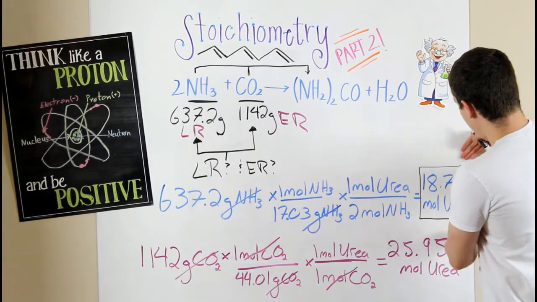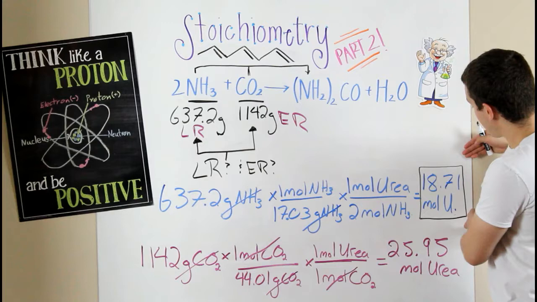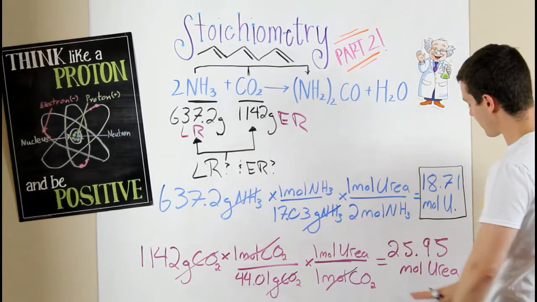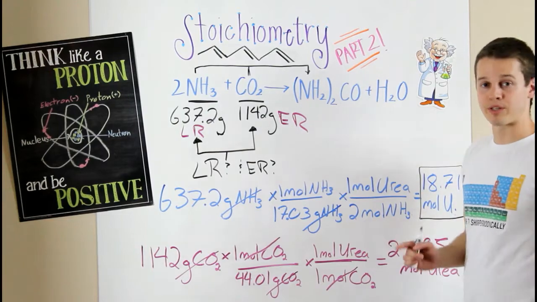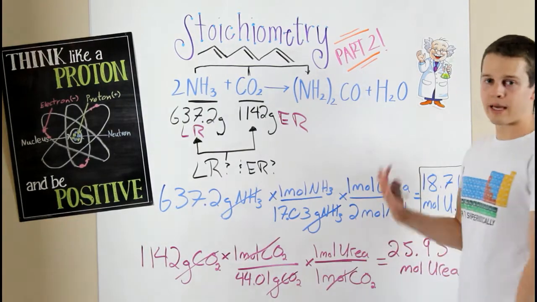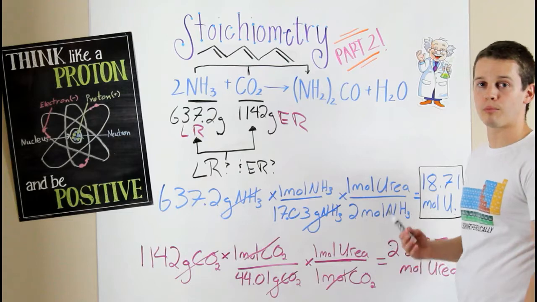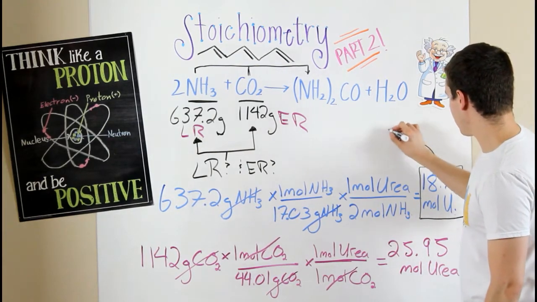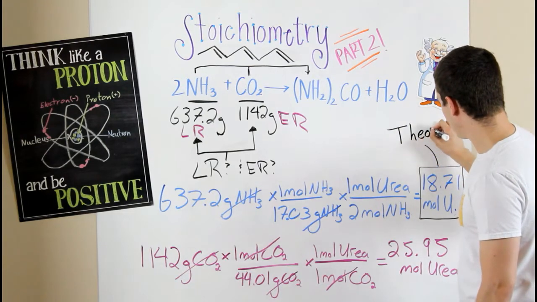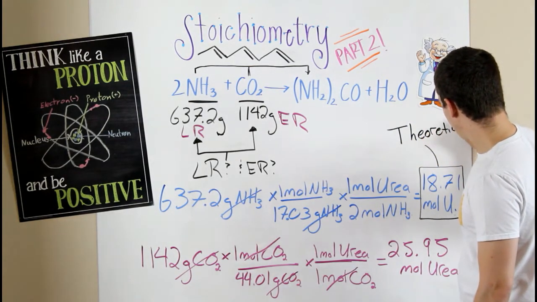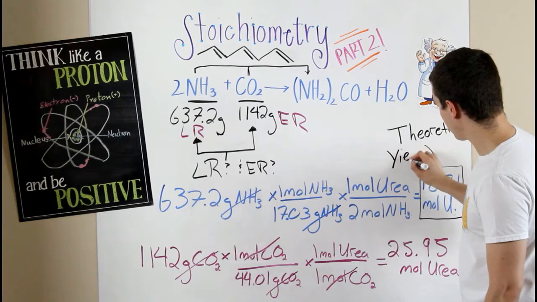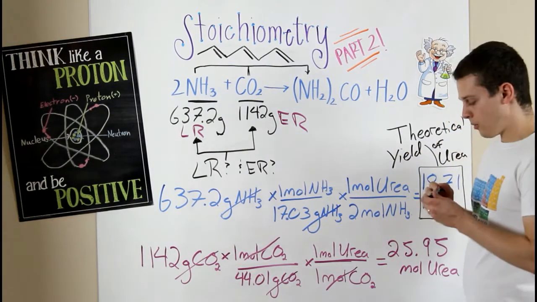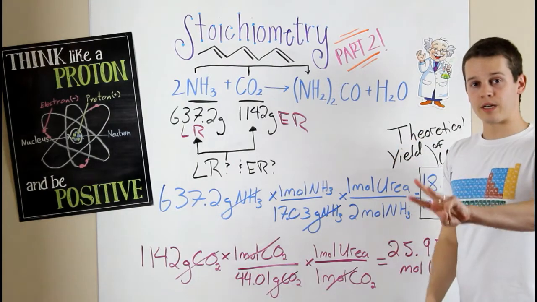I can't make anything more than this. I cannot make any more urea than this. This is it. That's it. We can't make 25.95, I can't make 18.72 moles, I can't make anything more than 18.71 moles of urea. So, that means that this number here is our theoretical yield of urea. So, this helps us find out three things.